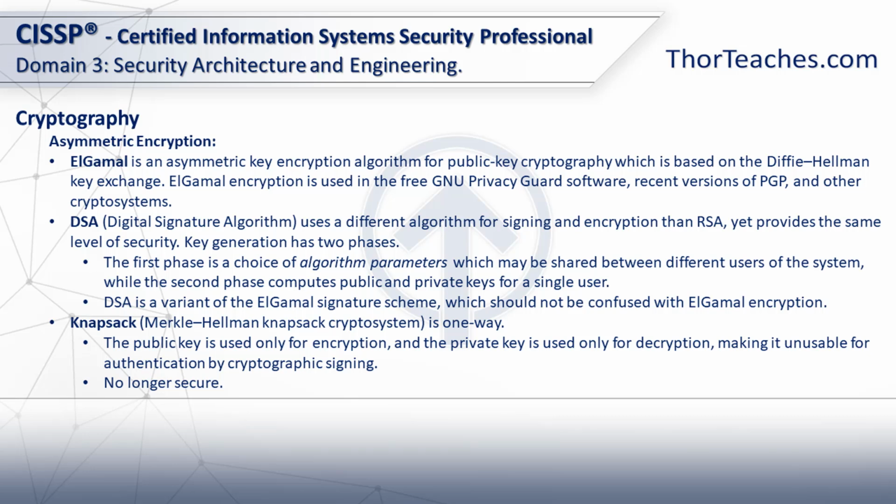And then finally we have Knapsack, or Merkle-Hellman Knapsack Crypto System as it's also called. Yes, that's the same Hellman from Diffie-Hellman. It's a one-way system and it only uses public keys to encrypt and private keys to decrypt. With this version, it could only provide confidentiality, but not non-repudiation. Knapsack is also no longer considered secure.